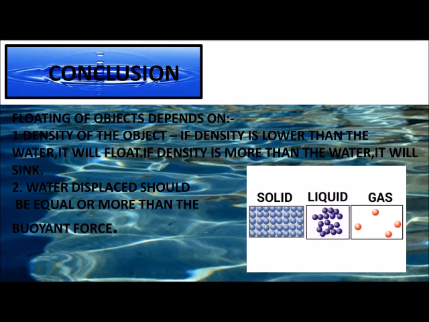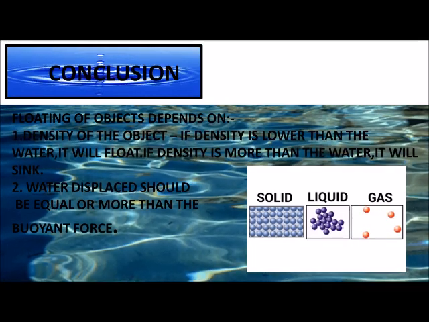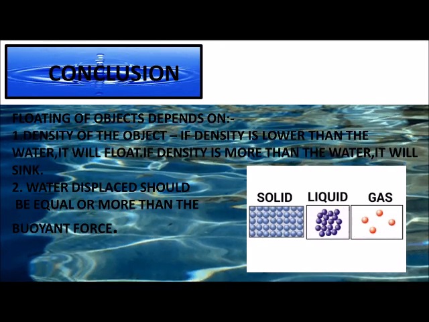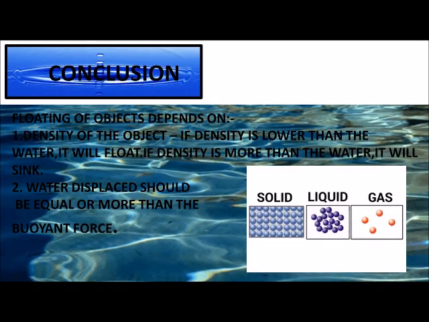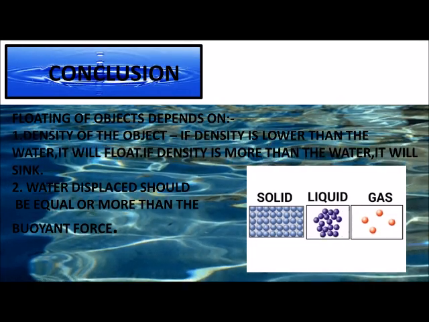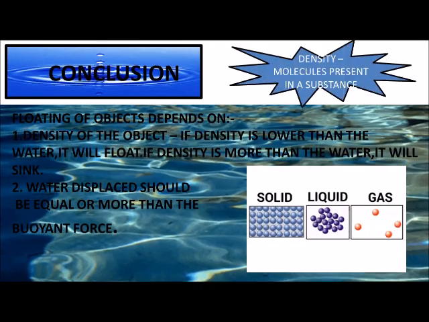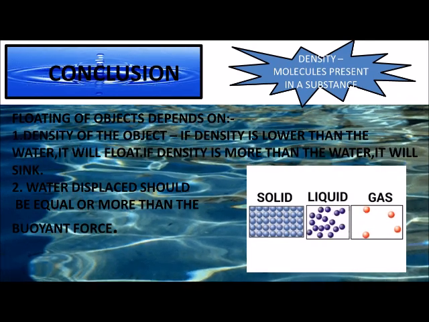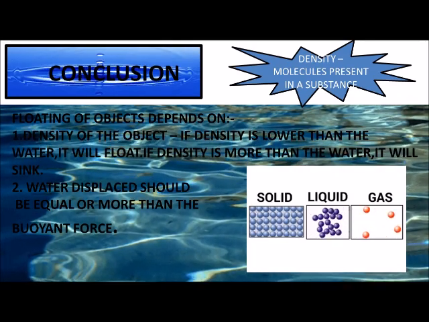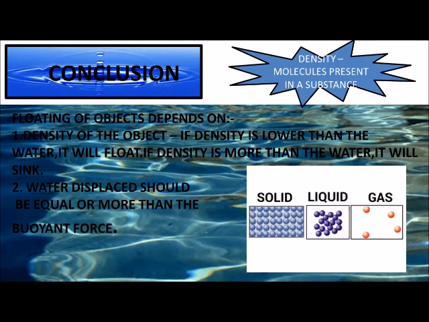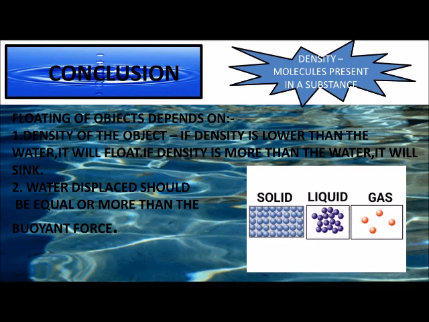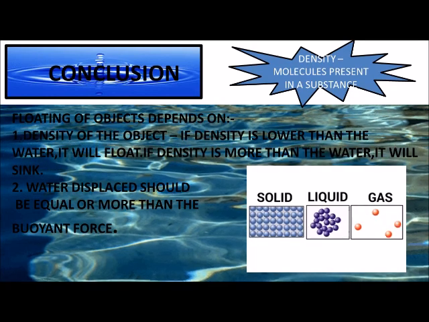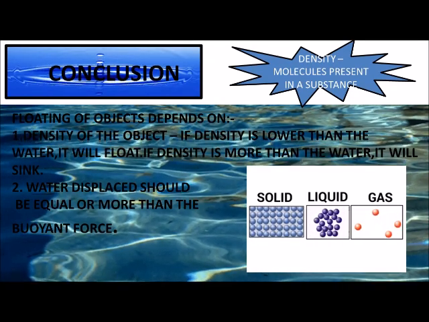So, with all these experiments and explanations, we come to the conclusion that the floating of objects depends on the density of the object. Density, you can understand as the molecules present in a substance. For example, matter is available in three states: solid, liquid and gas. Similarly, water is also present in three states: ice in the form of solid, liquid is water which we drink, and water vapor or steam is the gaseous form.